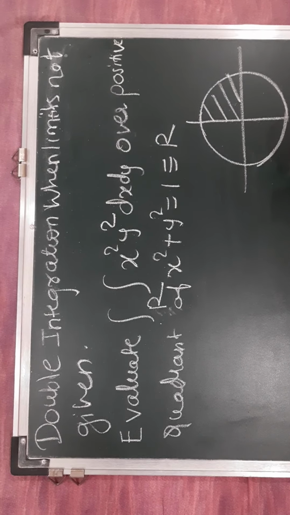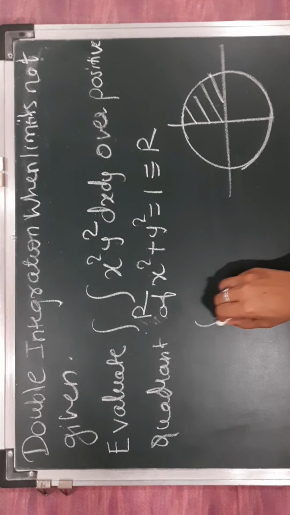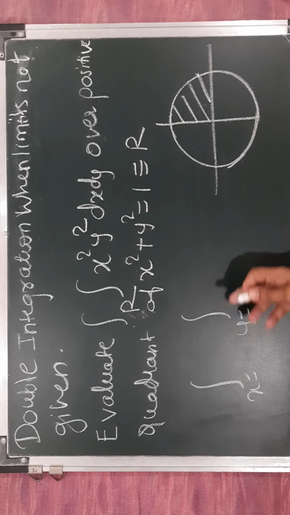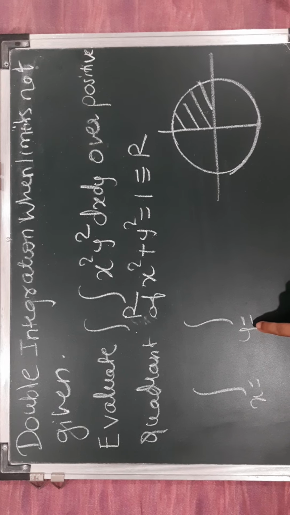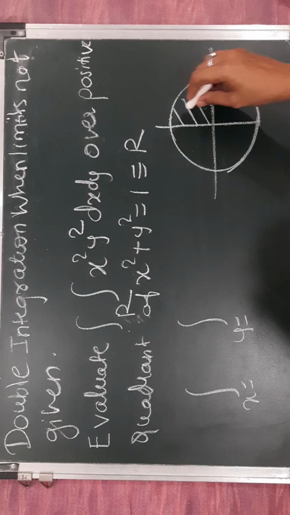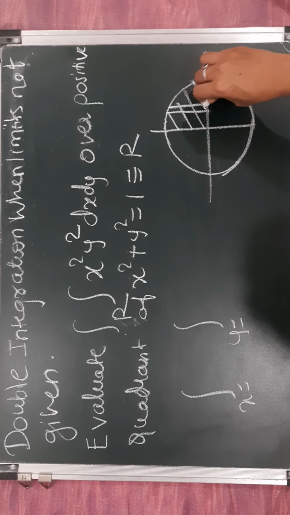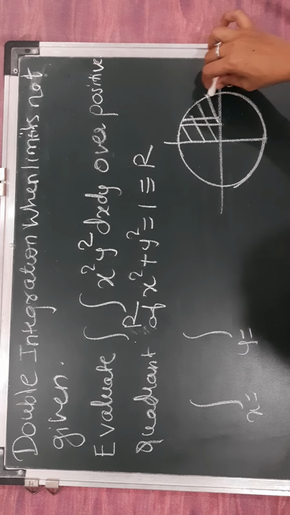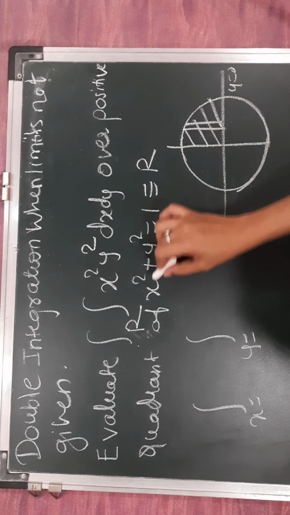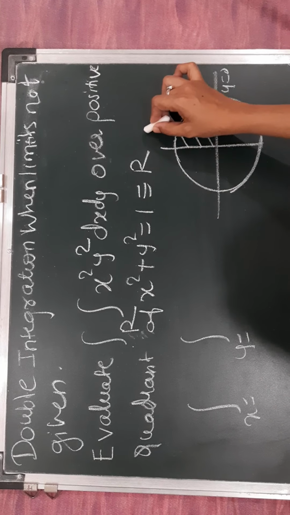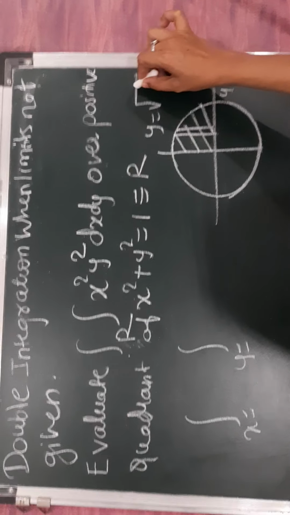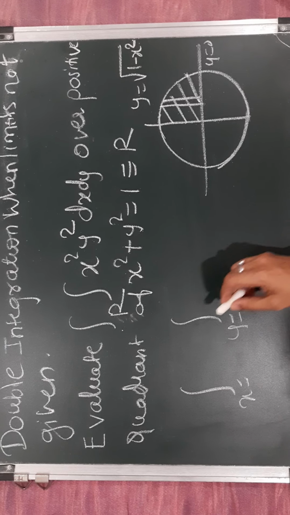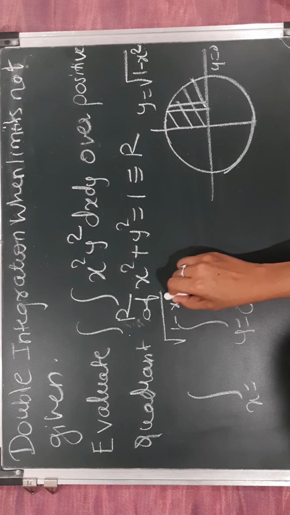Now there are two ways to look at the limits. First, either you can take the internal limits of y and external limits of x, or opposite. So I'll tell you what is the meaning of taking inner limits to be of y. If I consider a vertical strip, then vertically first this line is y is equal to 0, and what is the equation of this curve? This curve is x square plus y square is equal to 1. So y will become root of 1 minus x square. Therefore limits of y will become 0 to root of 1 minus x square.